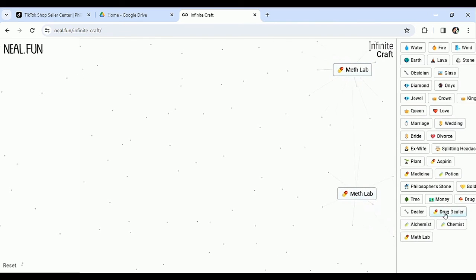Now we got meth lab. Put meth lab and drug dealer together, you get Walter White in Breaking Bad. So that's just it.